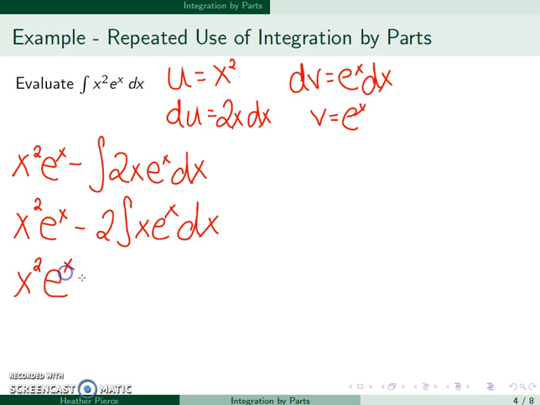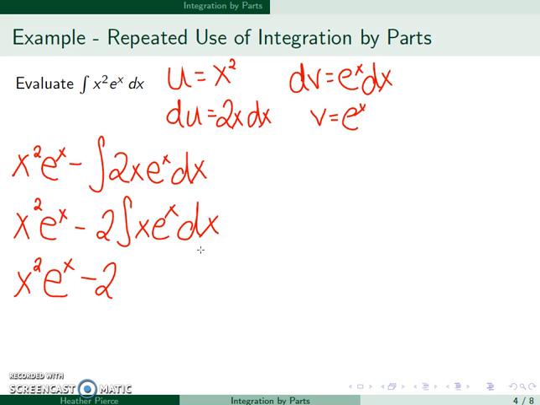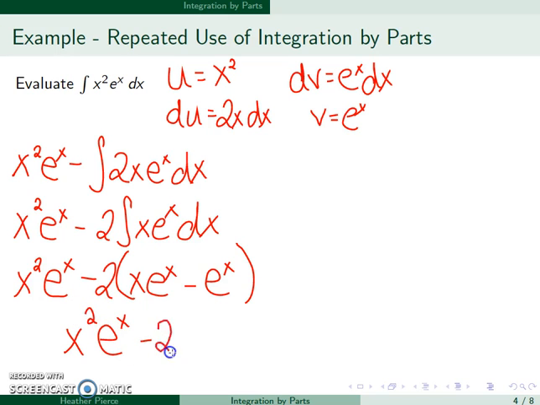So I now need to actually do this again to evaluate this new integral. Luckily, we just did it. And this is what we got, x e^x minus e^x. So this is 2 times x e^x minus e^x. So I have x squared e^x minus 2x e^x plus 2 e^x plus c.